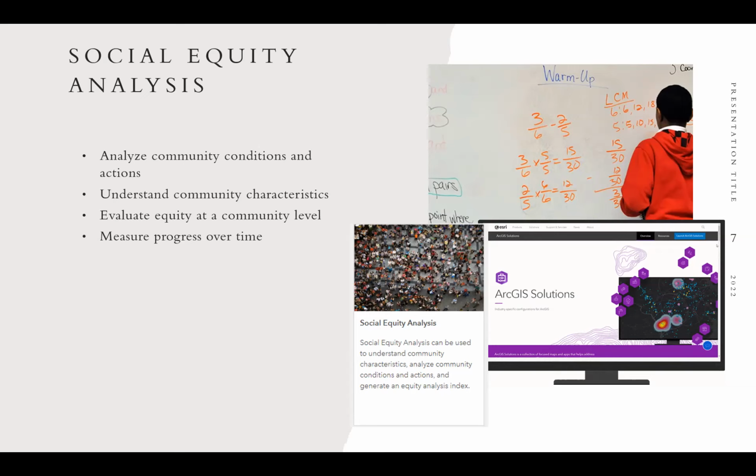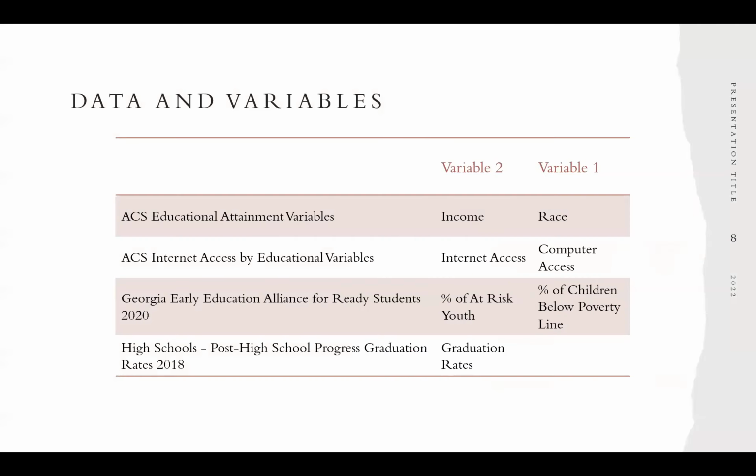So I'm going to show you what variables I'm going to be looking at specifically. In the ACS educational attainment variables data set, I'm going to be looking at income and race. And all of these are publicly available data sets, so anyone can download them to ArcGIS Pro. You can open them on ArcGIS Online. You can maneuver them however you'd like. You can manipulate them in any way and filter any result you're looking for.